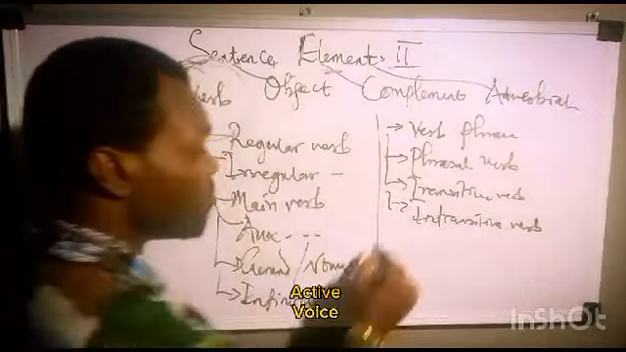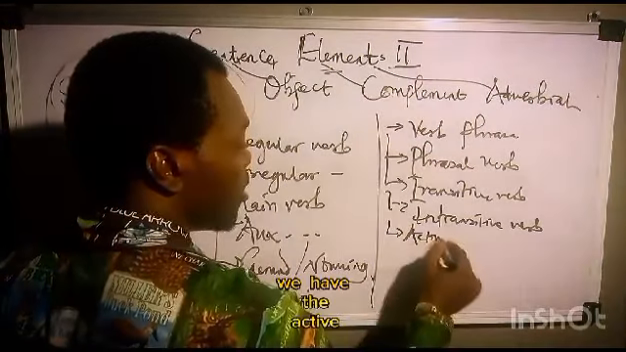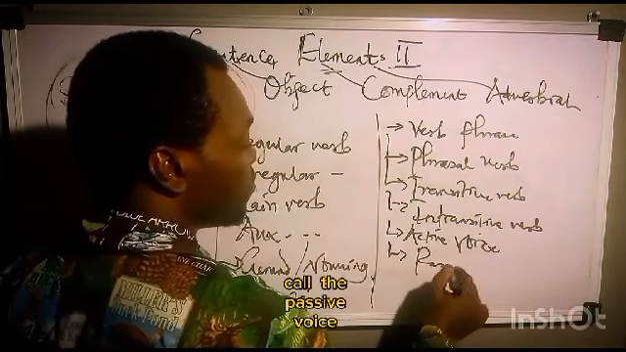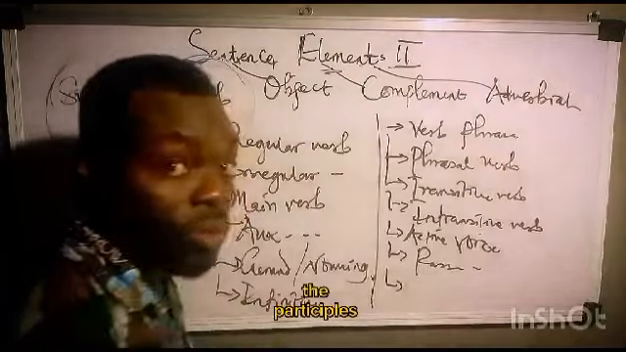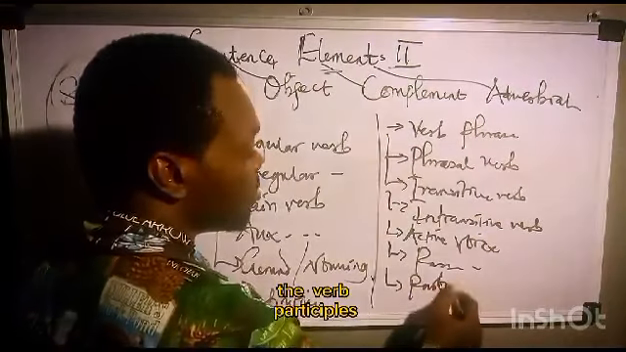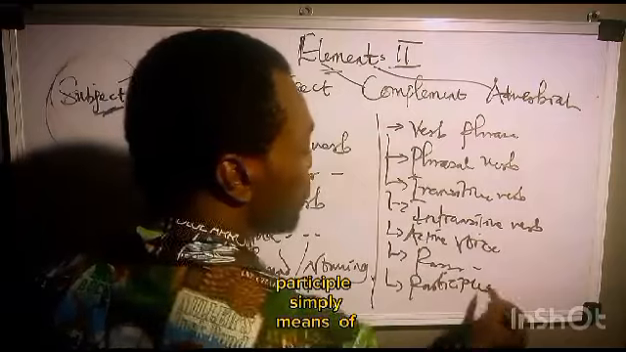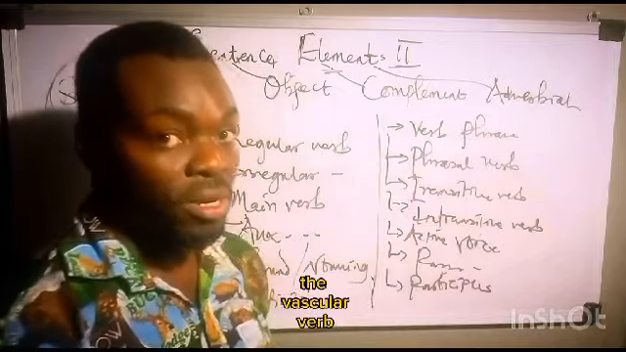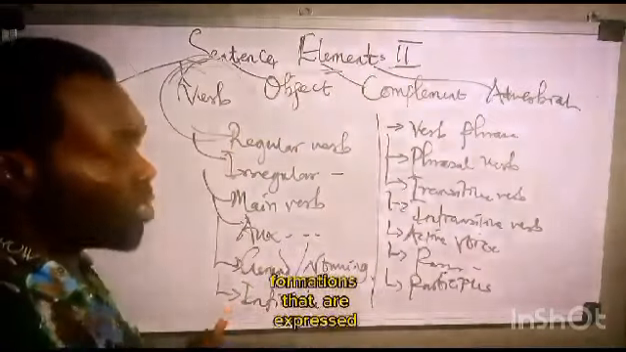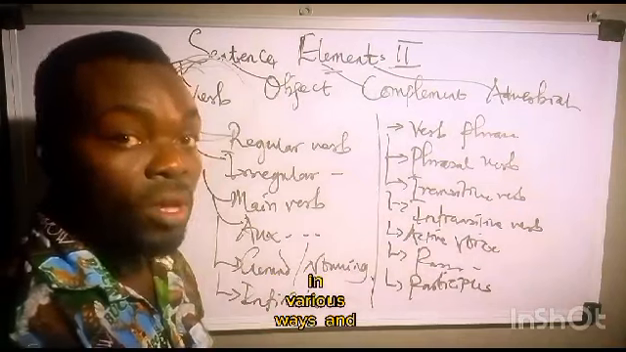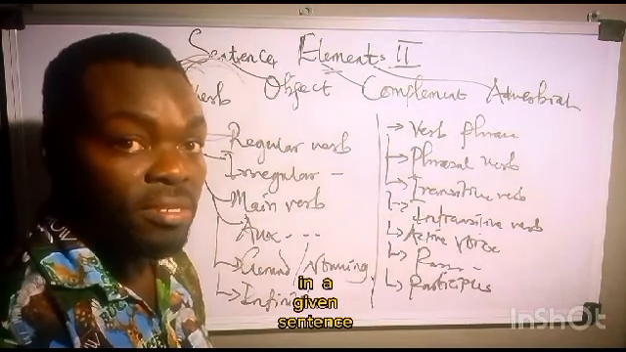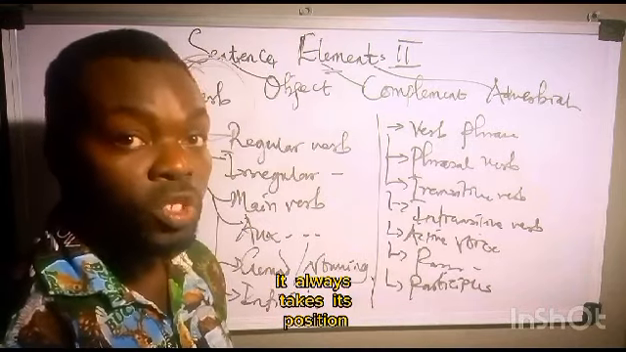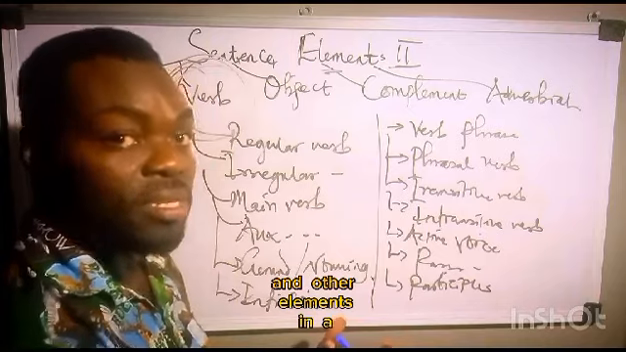We also have the active voice and the passive voice. We also have the participles, the verb participles. Participles simply means other words that are formed from the present form of a particular verb. So these are the various verb formations that are expressed in various ways and occupy a certain position in a given sentence. Our main attention now is to know where a verb is positioned. It always takes its position mainly between the subject and other elements in a given sentence.